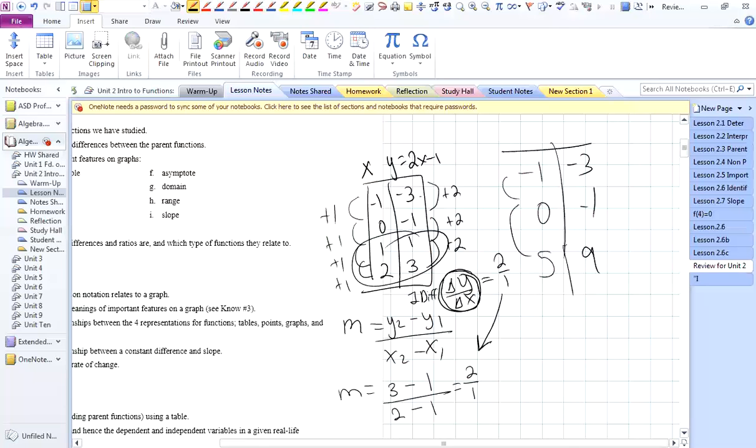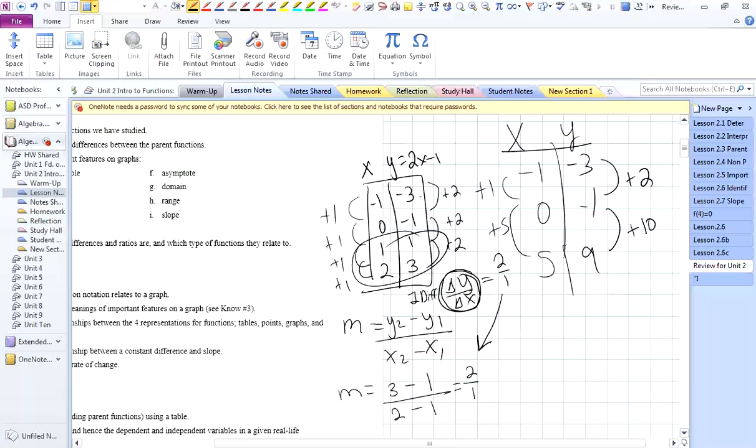So from -1 to 0 is plus 1. From 0 to 5 is what? Plus 5. Now let's look at the changes in the y. So this is x and this is y. The change is plus 2. But what's the change here from -1 to 9? Plus 10.